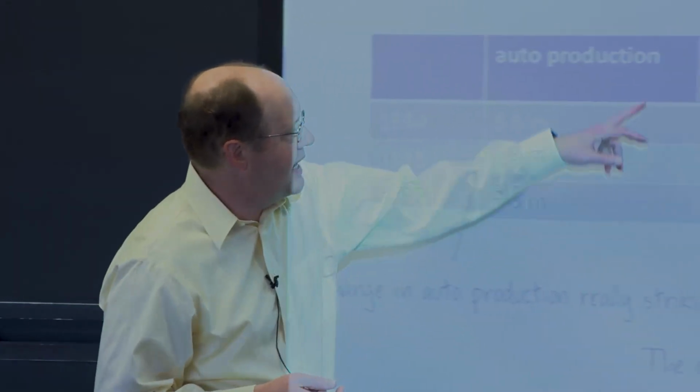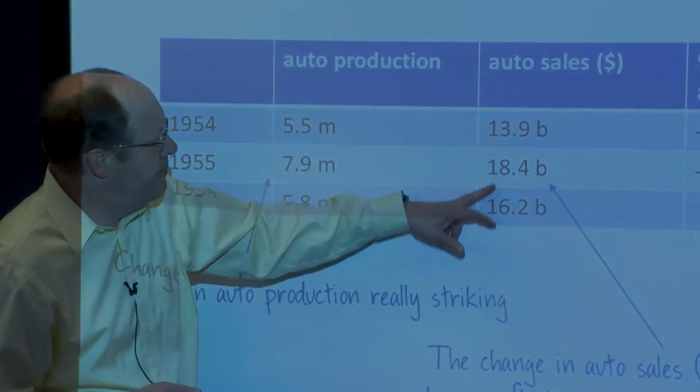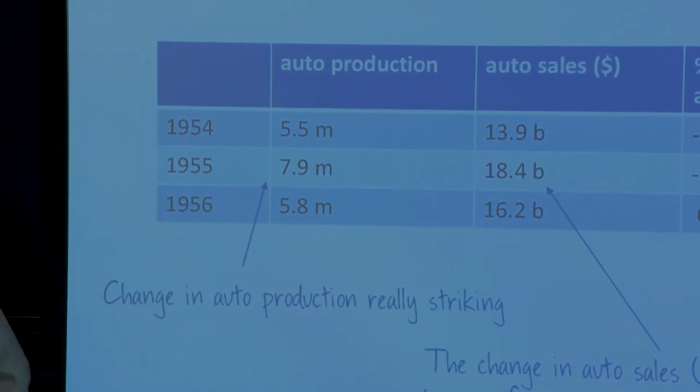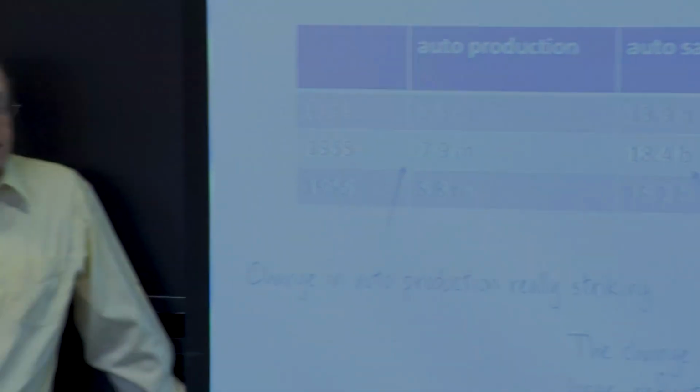If you look at sales in dollars, it's still a big jump. The jump in dollars of car sales is not as big as the jump in unit car sales. In part, that's because prices were lower, and in part, that's because people did buy smaller cars.